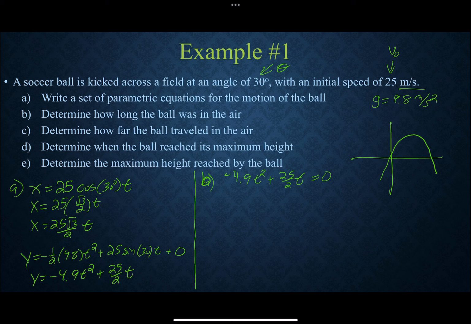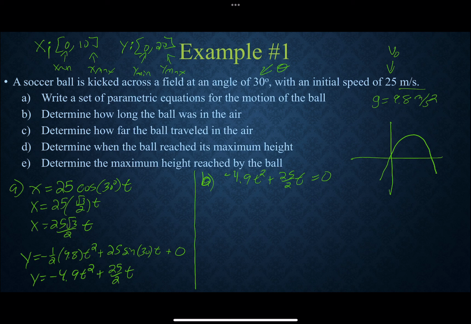So you might have to adjust your window based on the initial speed, the initial height, the launch angle, all that kind of stuff. For my window, I have my x's go from 0 to 10, so my x min and then x max. For my y's, I have it going from 0 to 20, so my y min is 0 and my y max is 20.